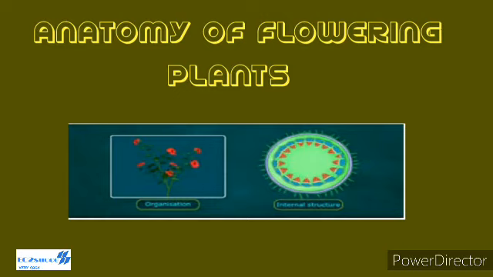NEET Biology Diagram Based Technical Term Part 7. Topic: Anatomy of Flowering Plants.